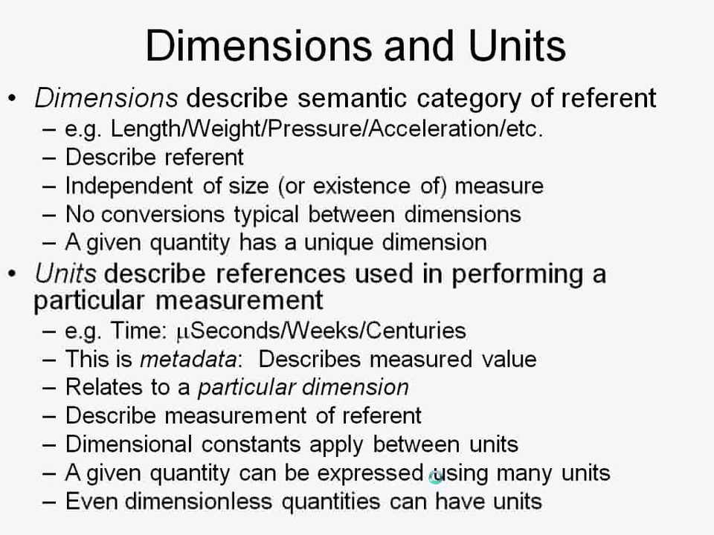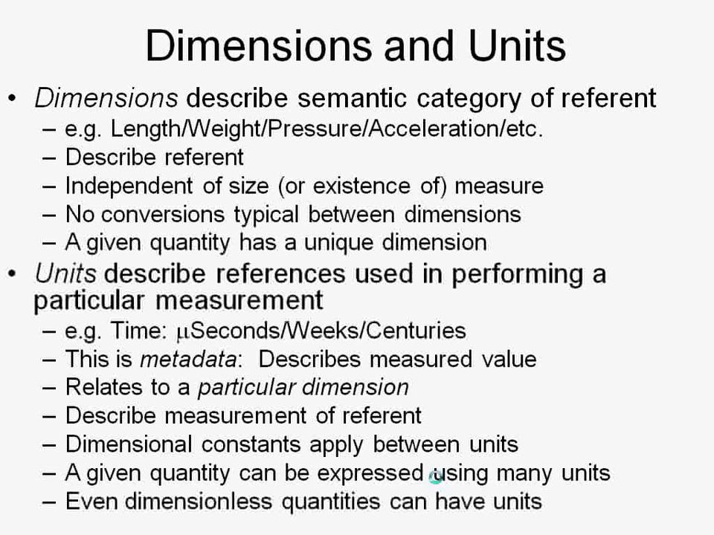Typically here, we're not going to have conversions between different sorts of things. We can't have a number that's a length and turn it into a pressure just by dividing it by 2 or something like that. These things are more independent of each other than things that differ merely in terms of units. So a given quantity has a unique dimension associated with it. This is important: a quantity has a unique dimension, given the dimension system you've chosen.